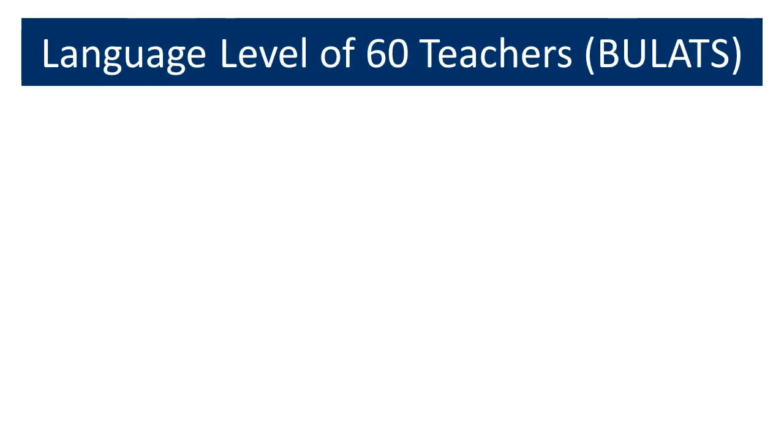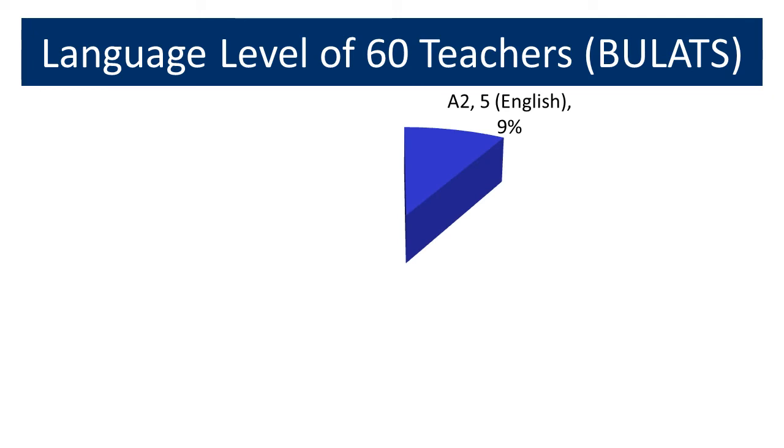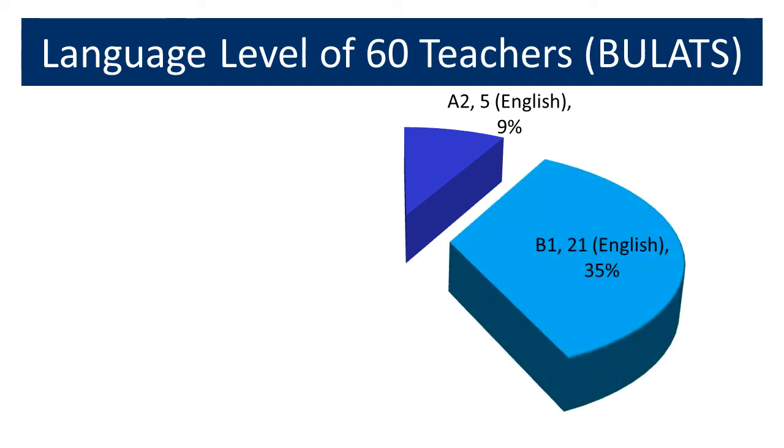Just to conclude with a very powerful example, let me show you the language level that 60 teachers had when we administered to them the BULATS test. 5 of the teachers in our school had A2 level, which corresponds to 9% of the 60 teachers in this sample. Now, 21 of them had a B1 level, which amounts to 35% of the 60 teachers that were tested.